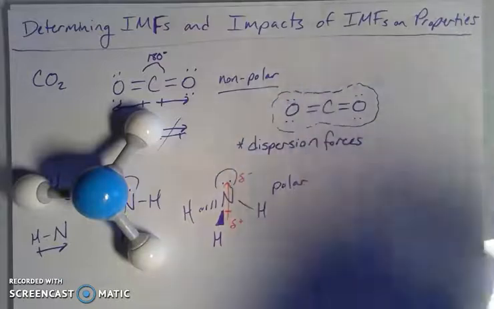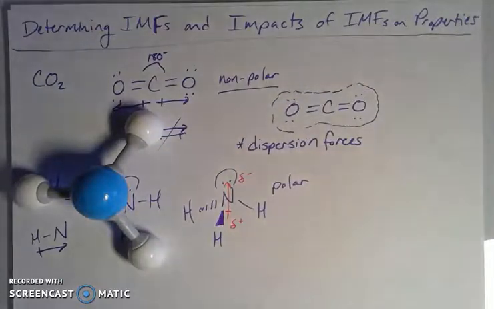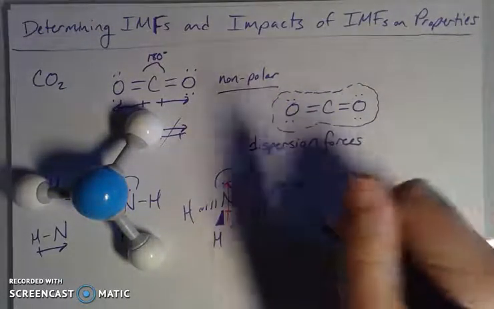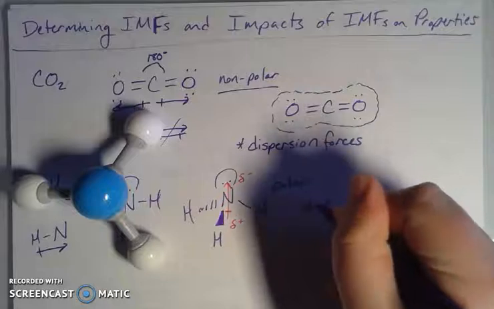That automatically means that when ammonia interacts with itself, because it's polar, we're going to have dipole-dipole attraction.